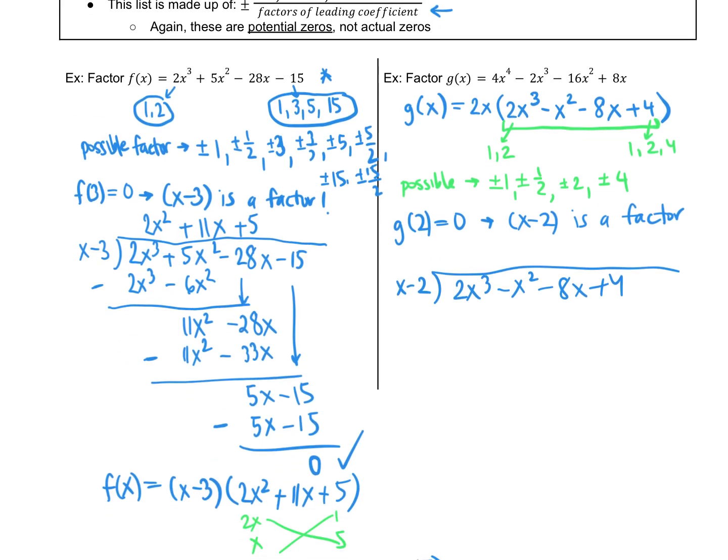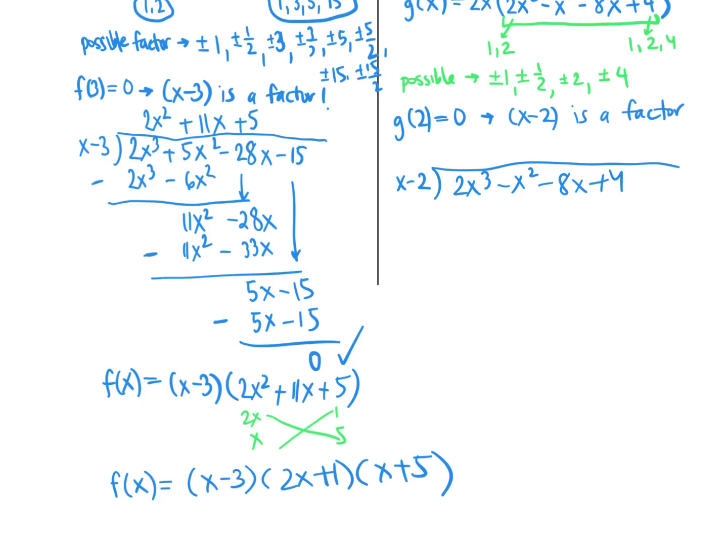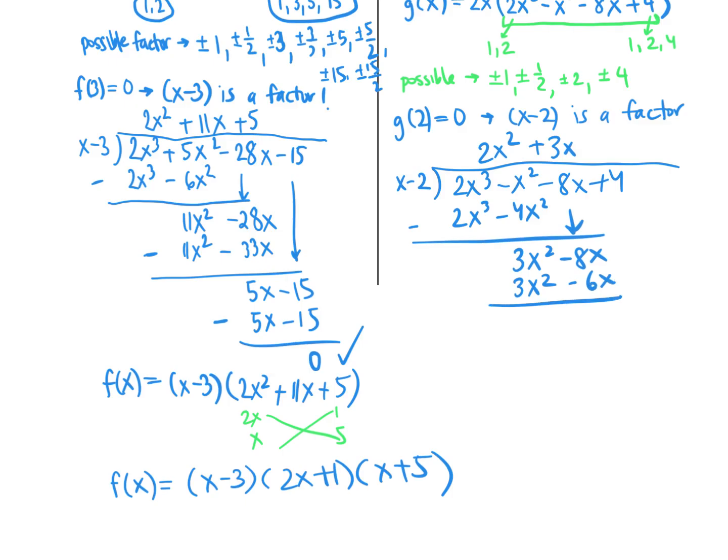So what times x gives me 2x cubed? Well, it's going to be 2x squared. 2x squared times negative 2 is negative 4x squared. Subtract them. Negative 1 minus negative 4 is 3x squared. Bring the negative 8x down. What times x gives us 3x squared? That's 3x. And 3x times negative 2 is negative 6x. Subtract. Negative 8 minus negative 6 is negative 2x, and bring that final 4 down.